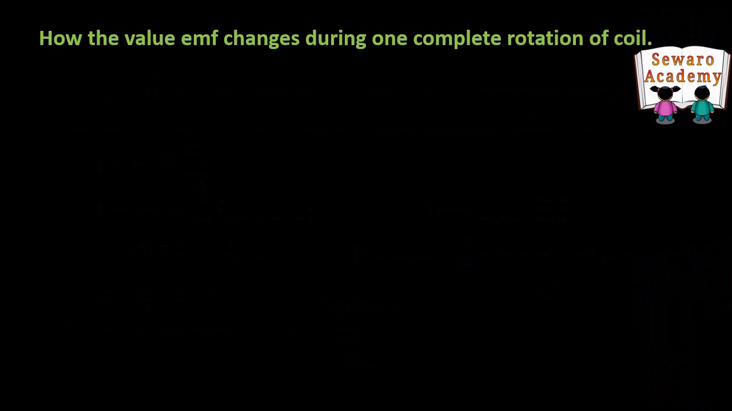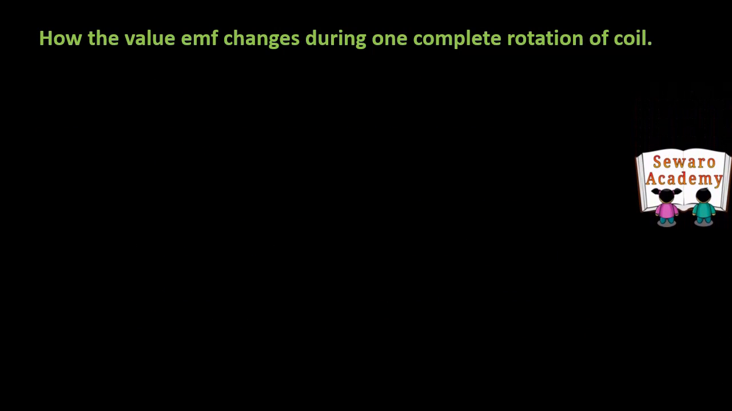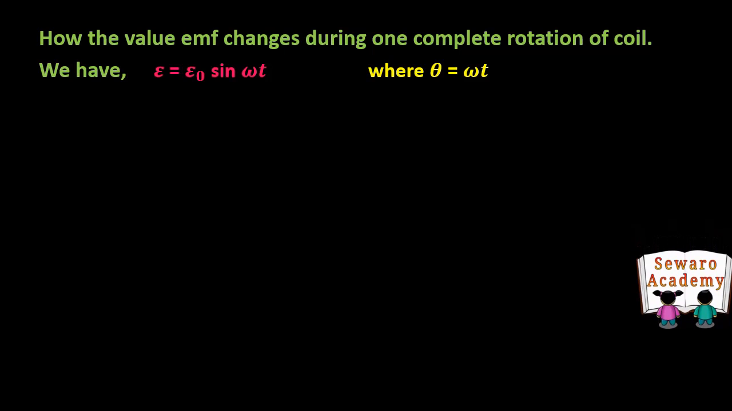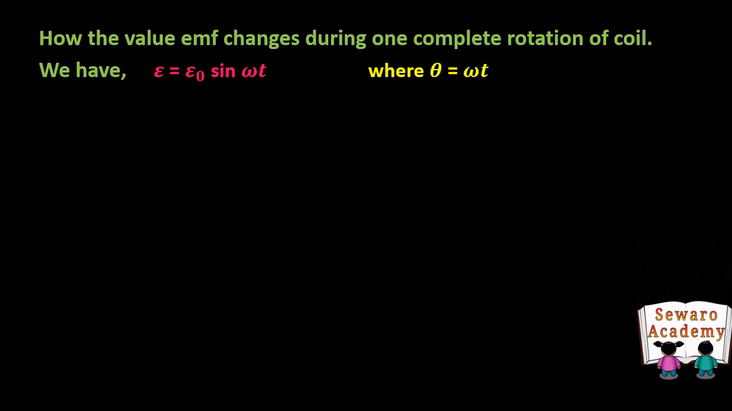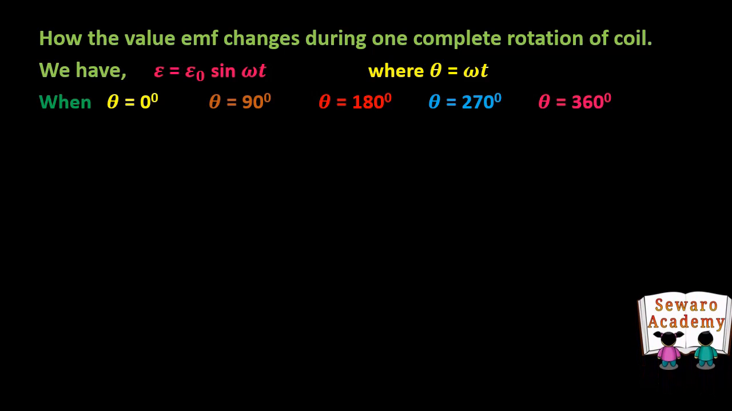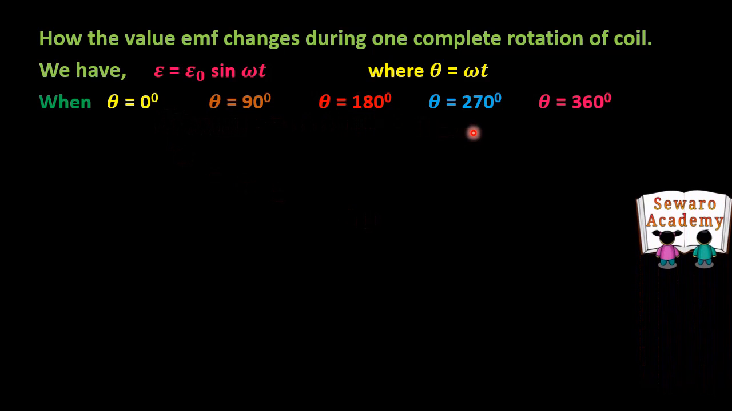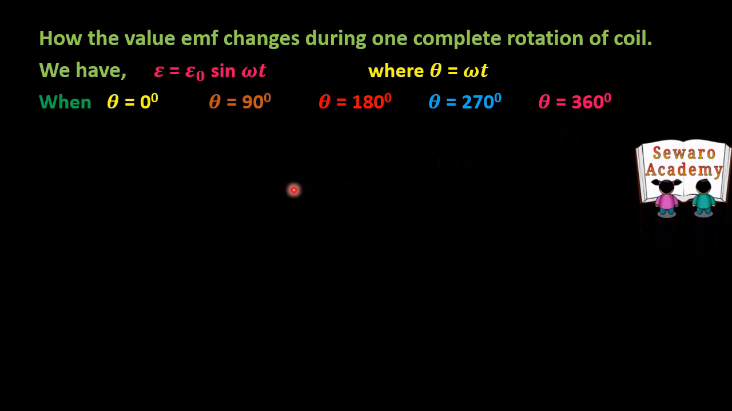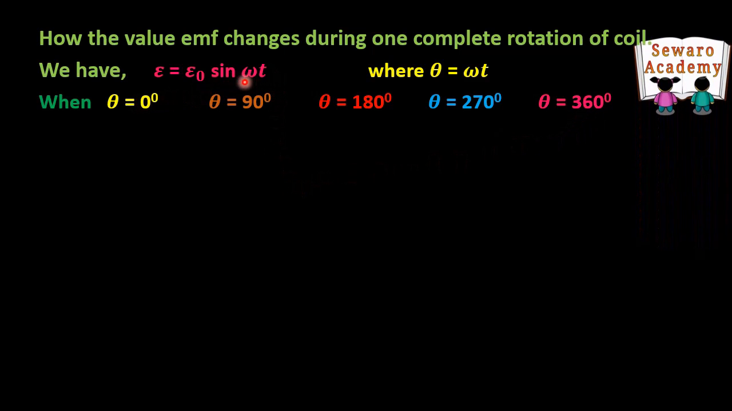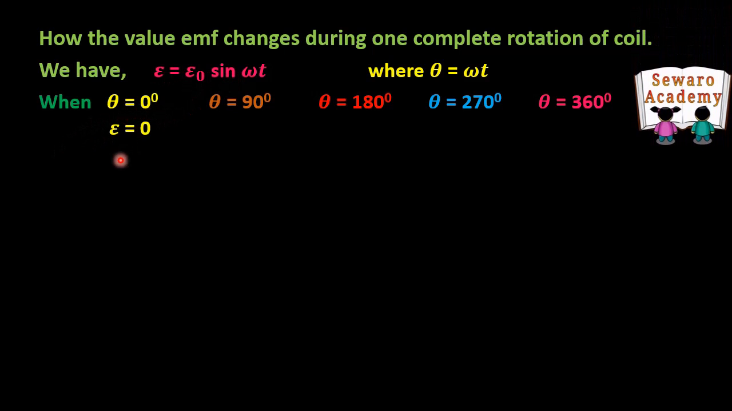Now we will discuss how the value of EMF changes during one complete rotation of the coil. We have the expression E equals E naught sin omega t, where theta equals omega t. Now we write the expression for EMF for different values of theta, that is 0 degree, 90 degree, 180 degree, 270 degree and 360 degree. When theta is 0, sine 0 is 0, so the EMF induced will be 0. So for theta equals 0 degree, EMF is 0.